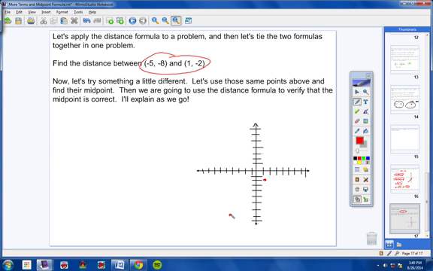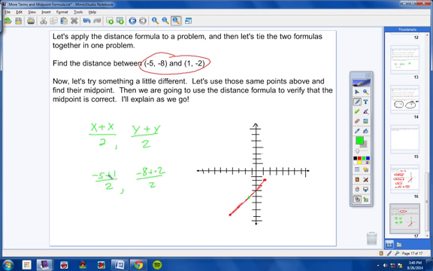So there's the segment, and we're going to find the midpoint, which is about right here. So let's go ahead and find the midpoint. Here we go. X plus X divided by 2, comma, Y plus Y divided by 2. So -5 is my X and 1 is my X. So -5 plus 1, divided by 2, comma, my two y's being added together would be -8 plus -2, divided by 2.